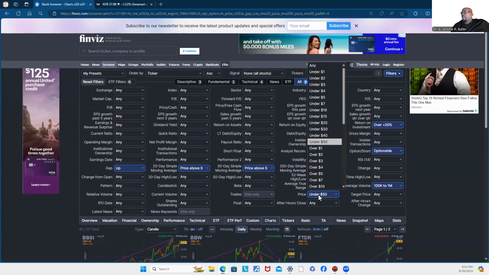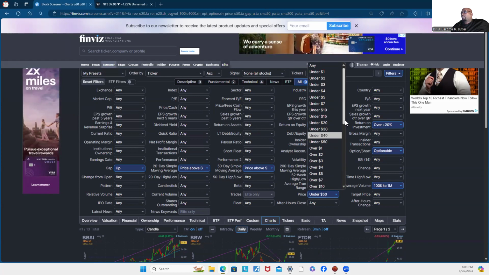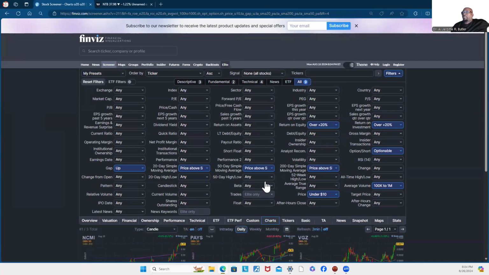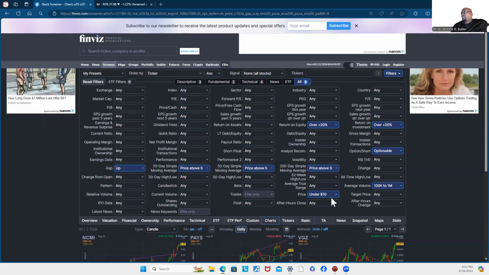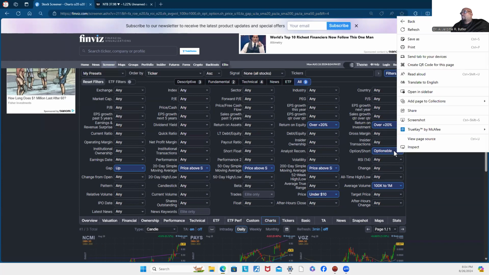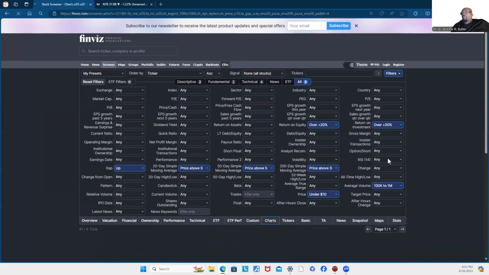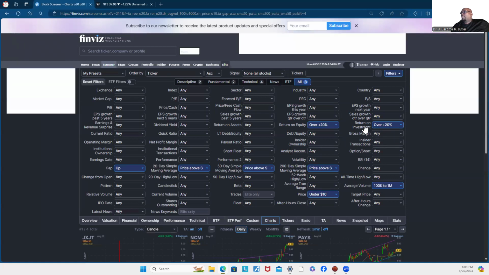Where you want your price, our price under 50. You may want to do your price under 10. Let's see where that puts us at, only 3. And so it starts to filter out based on what you're looking at, your average volume. What are you looking at as far as your volume? Are you looking at something that's optionable? Because let's see, if we take out the options, we should have one or two move up.